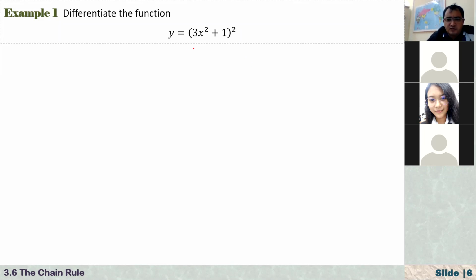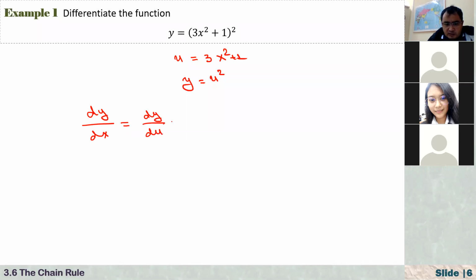Now suppose we are given a function that is also a composite function, maybe a composite of another function, whatever it is. Suppose that u is equal to 3x squared plus 1. Then our y becomes u squared. Now by using that observation, what is the derivative of y with respect to x? It's equal to the derivative of y with respect to u times the derivative of u with respect to x, right?